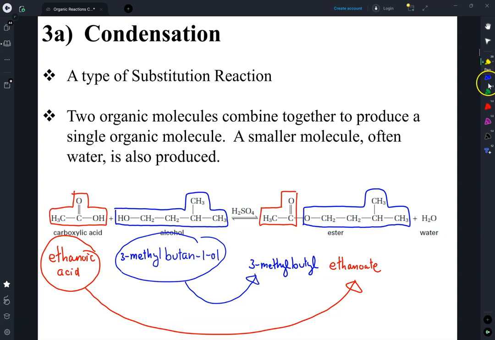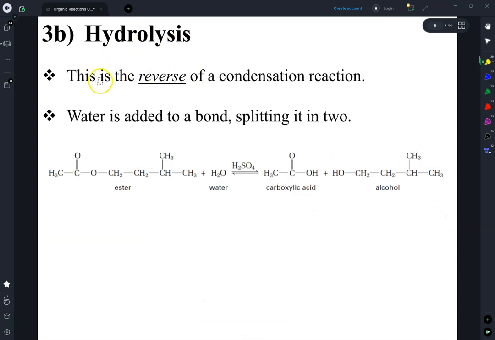half. Again, we see sulfuric acid is written above the arrow to show that this reaction is acid catalyzed and requires an acidic medium to proceed. Now, with a condensation reaction, water pops out. But what if we were to add the water back in? Well, you would get hydrolysis, which is the reverse of a condensation reaction.